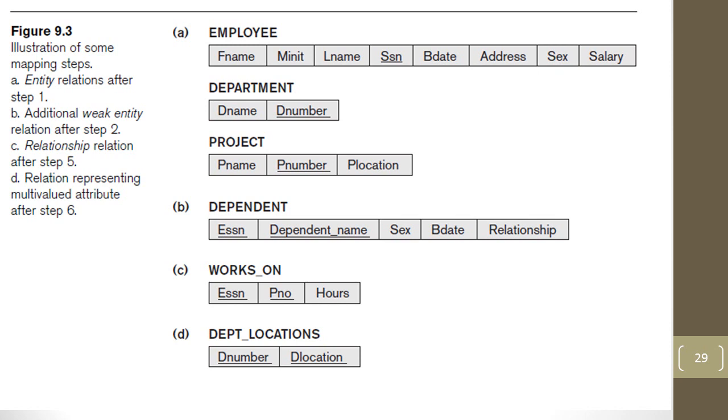C shows the works on relation. So was the example. An employee can work on multiple projects and multiple employees can work on each individual project. So it's an M-to-N relationship.